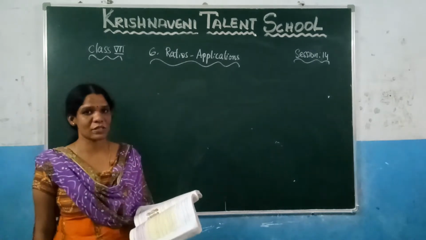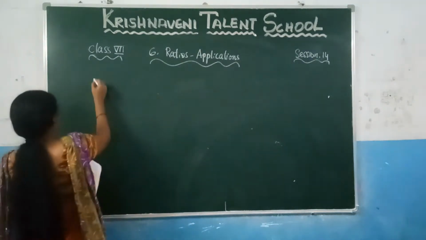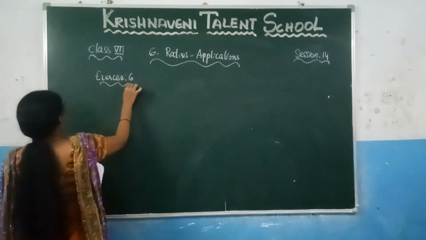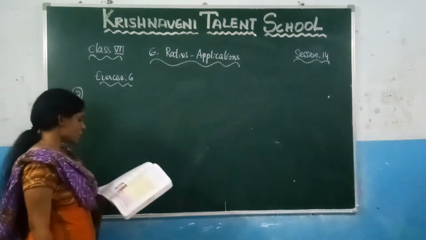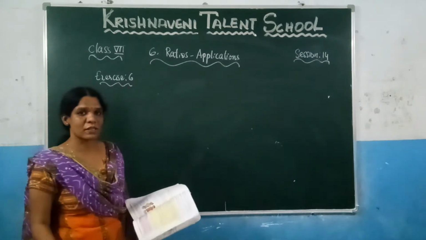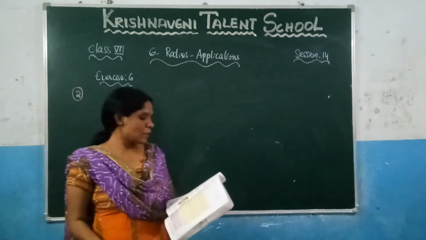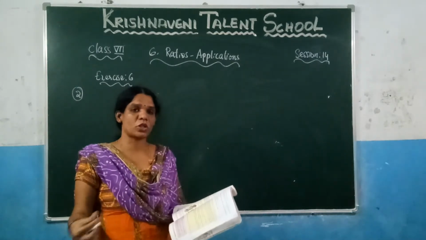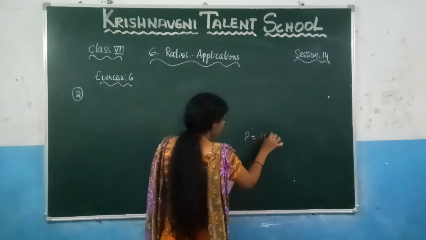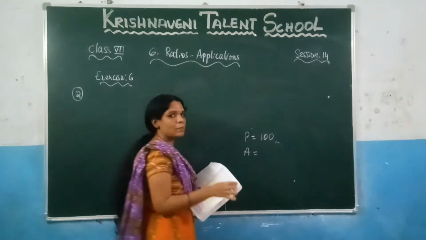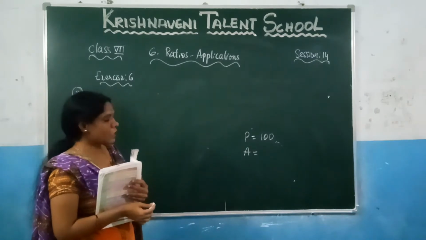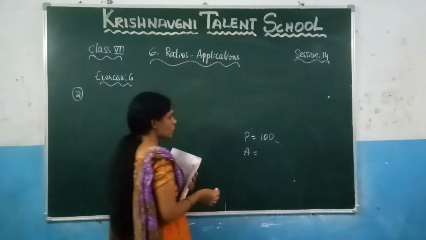How will you get all the values? Let us see exercise 6, second question. At what rate a sum doubles itself? What is the meaning of this? The sum is doubling itself, so what will you get as the amount? If you take the principal as 100, the amount is double of the principal. The sum is nothing but the principal. What is the double of 100? It is 200.